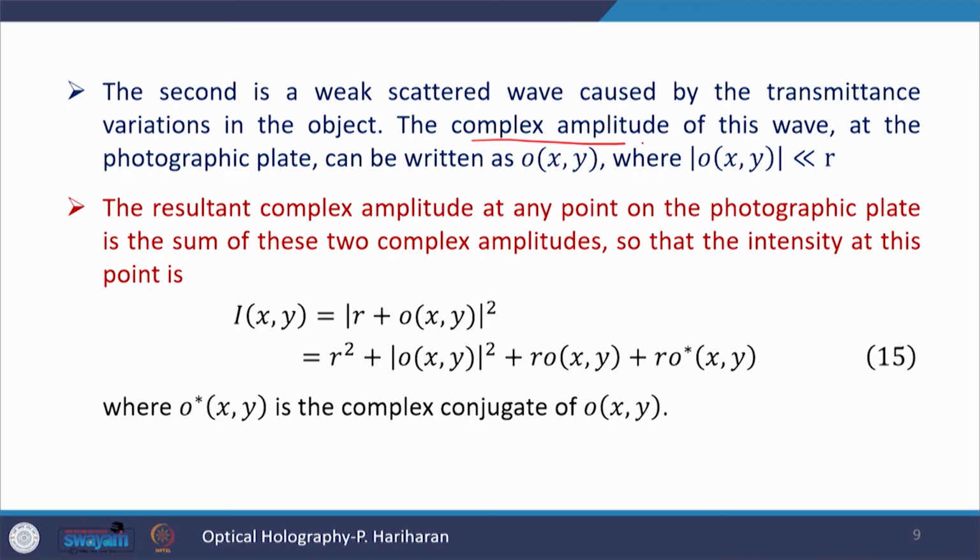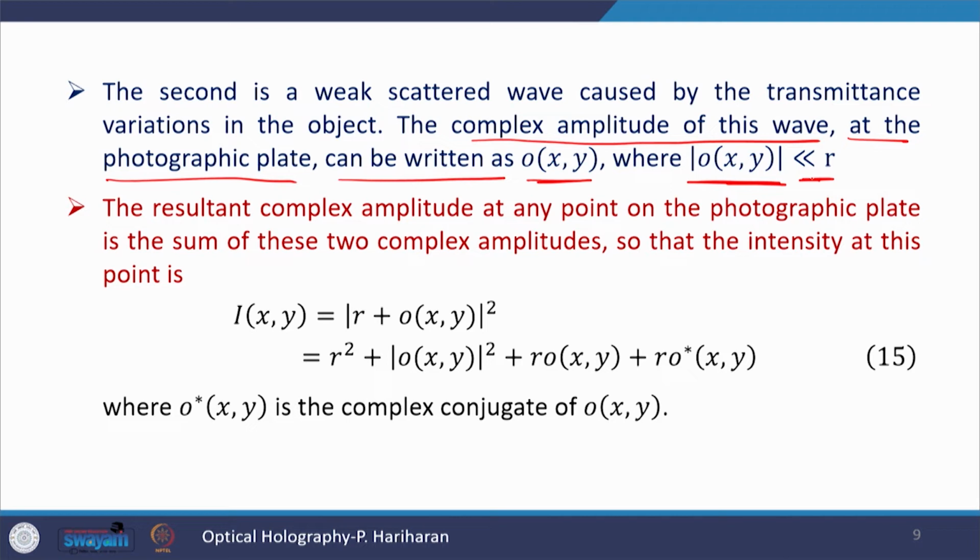It is not complex. While the second part, which is the weak scattered wave caused by the transmission variation in the object, is complex here, and the complex amplitude of this wave at the photographic plate can be written as O function of x y, because the variation is in the transverse direction. In the z direction, it is a propagation happening.